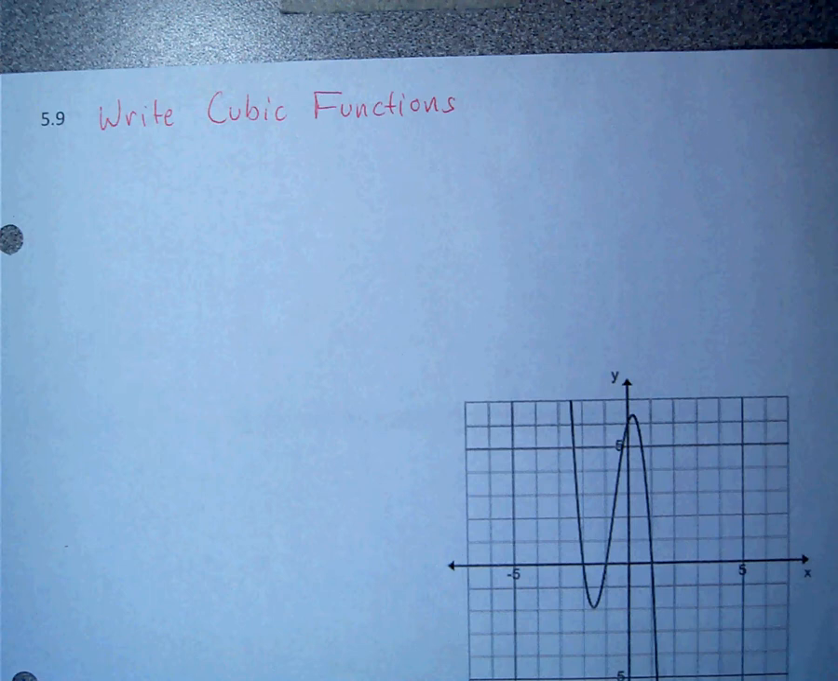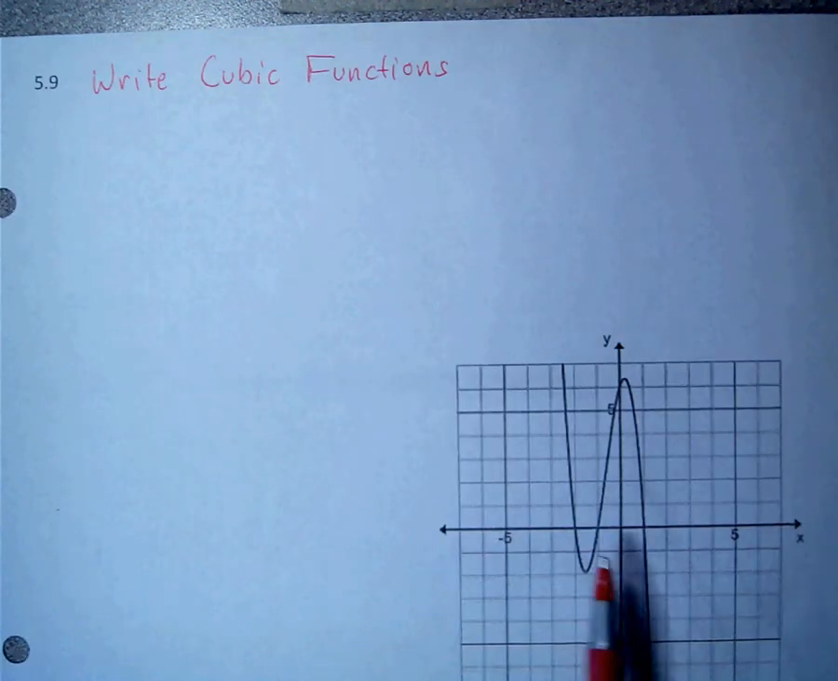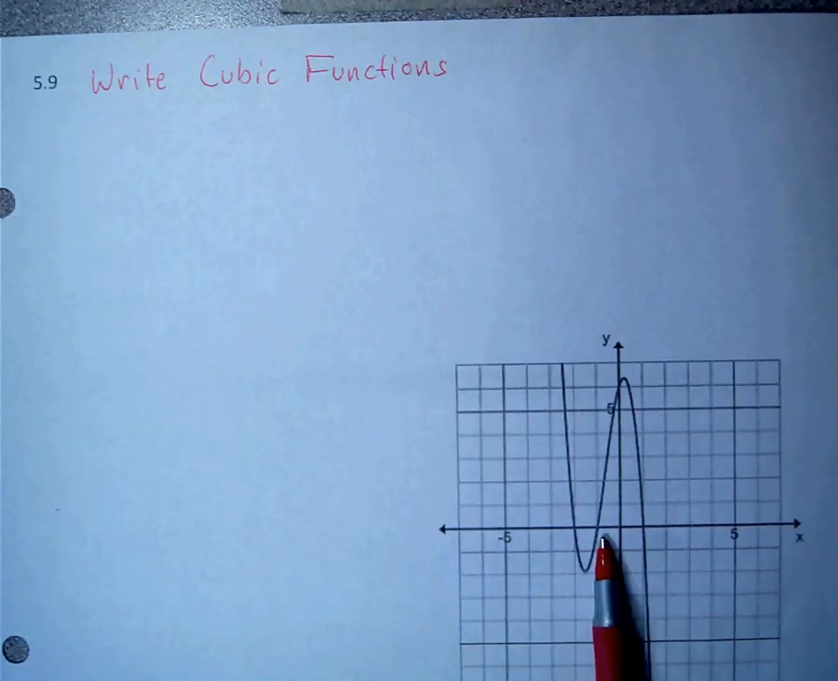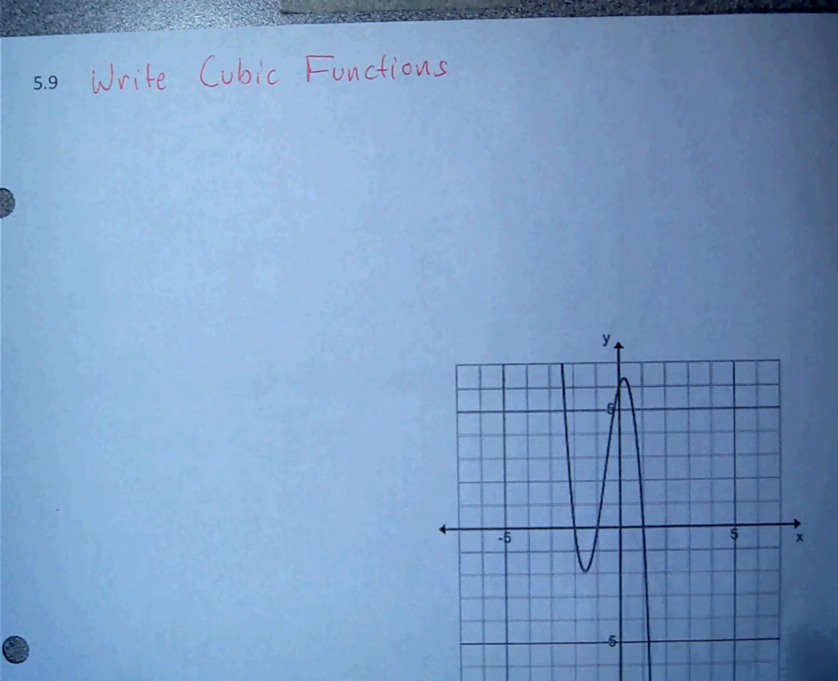The idea here is that from the graph you can get your zeros, and then you can in turn write factors from those zeros. Now the only missing component of your equation will be the leading coefficient. We won't know what the leading coefficient is. Well, that's where a fourth point will come in handy. A fourth point will help us to solve for that leading coefficient.